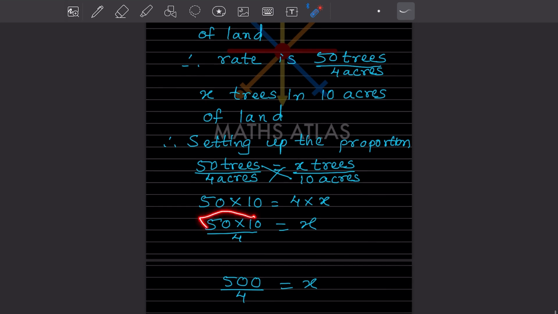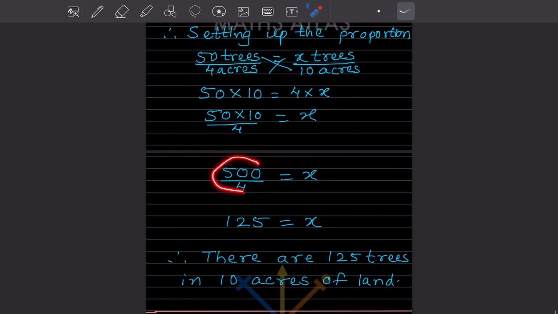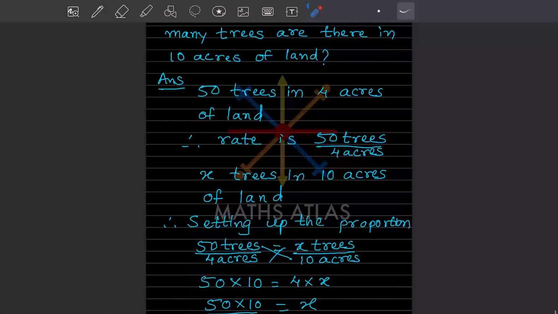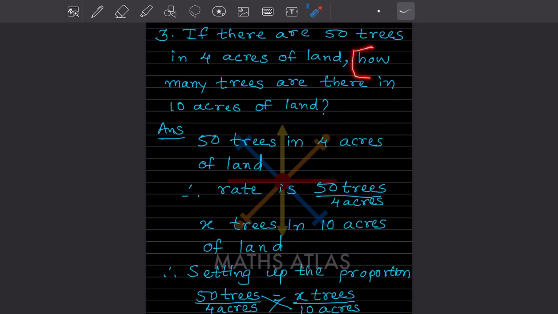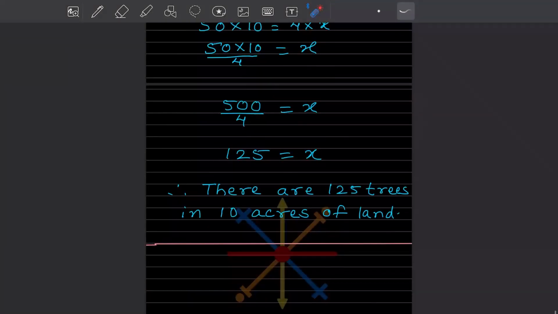So what will be here? 50 tens is 500, and this is 4. This is x. So when you divide 500 by 4, you get 125 as x. So what is x that we have considered here? That is the trees in 10 acres of land, and that is what they have asked. So now what will you say? There are 125 trees in 10 acres of land.